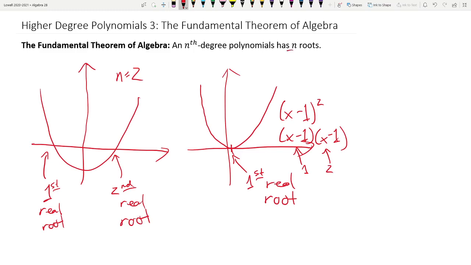Okay, so I'll underline that there. That might help. These roots need not be unique or distinct. Distinct is a word that comes up a lot, so we'll use that as well.